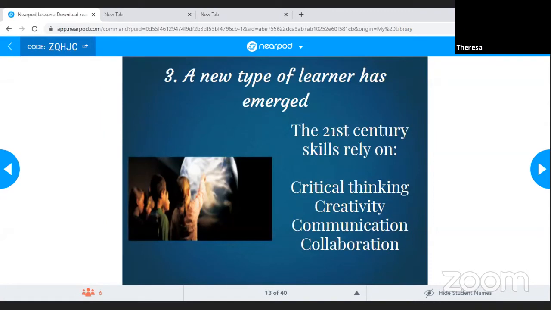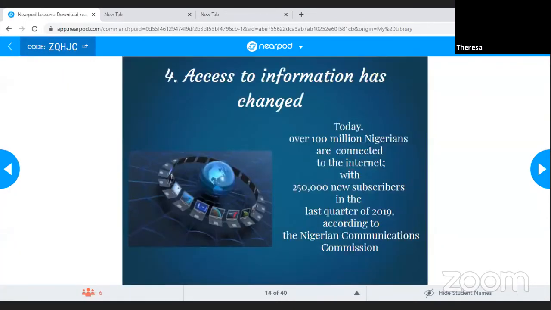Reason number 3, a new type of learner has emerged. We no longer have the type of learners that we've seen in picture number 1, who respectfully sit and passively wait for the information and interact with us. We have the kind of learner now who is the 21st century skilled learner. This kind of learner relies on critical thinking, creativity, communication, and collaboration. And this is pretty much what the workforce requires of our learners as well.